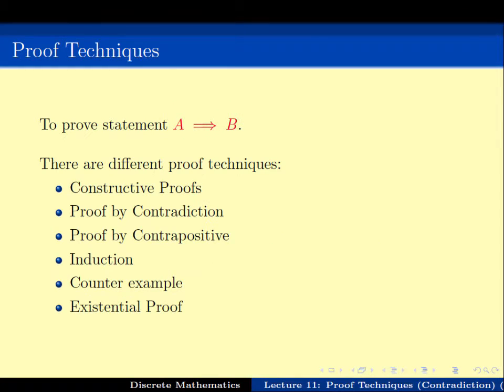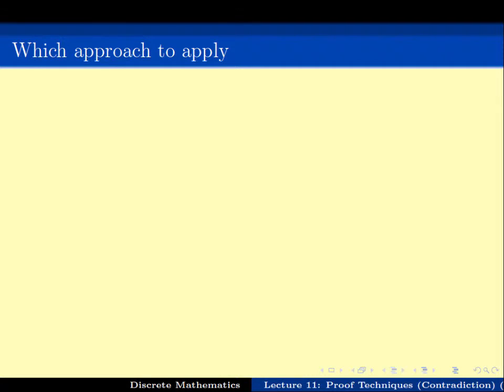So to recap, to prove a statement like A implies B, there are various different proof techniques. We have already seen proof techniques, namely constructive proof, proof by contradiction, and so on. We will be seeing many other proof techniques also in the next 1 or 2 weeks. So one thing that I have always mentioned, and I repeat here again, if you ask which proof technique to apply to which problem, it depends on the problem.